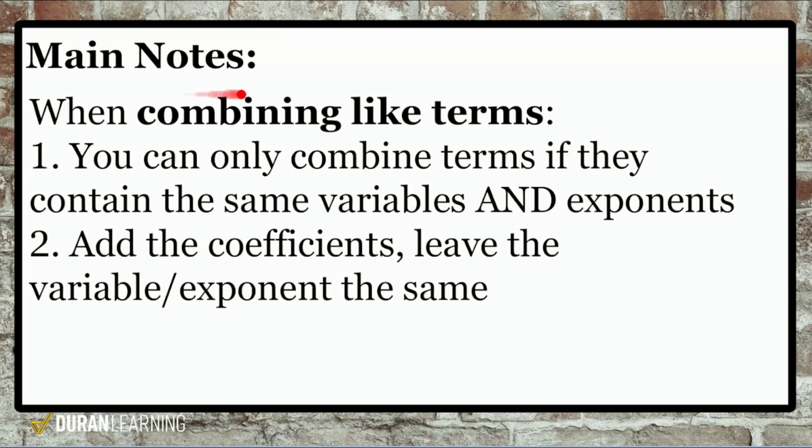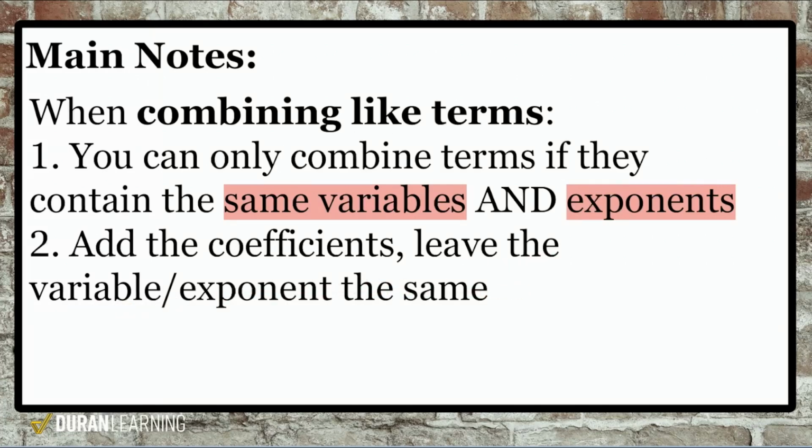Remember that when we are combining like terms, you can only combine terms if they contain the same variables and the same exponents on those variables. That's when you know you can combine like terms. And so what you'll do when you combine like terms is add or subtract those coefficients, depending on the signage that you're looking at. So you'll either add or subtract, and then you'll leave the variable and exponent the same.